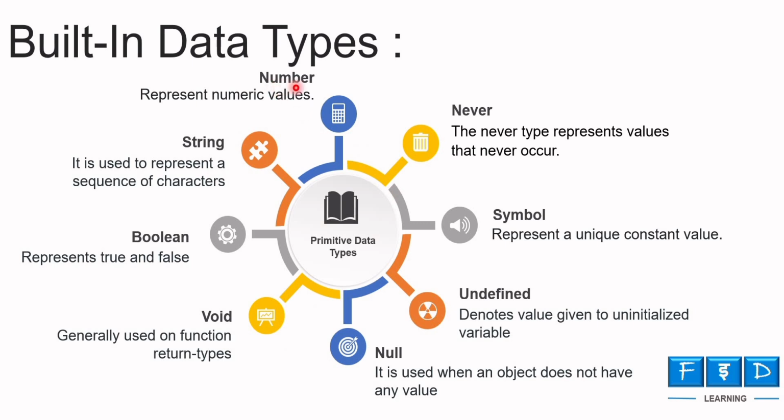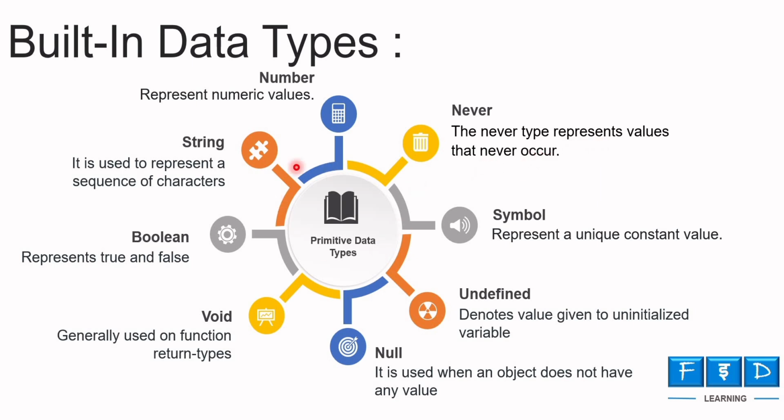So here you can see first is the number data type. It represents numeric values. Next, string is used to represent a sequence of characters. Boolean represents true and false values. Next data type is void, used on function return types. Null is used when an object does not have any value. Undefined denotes the value given to an uninitialized variable. Next, symbol, it represents a unique constant value. And the last data type is never, which represents a value that never occurs.